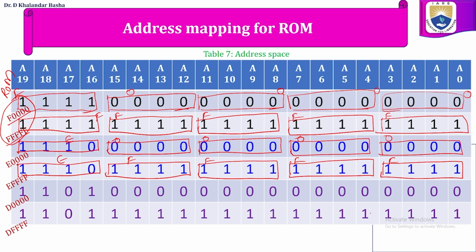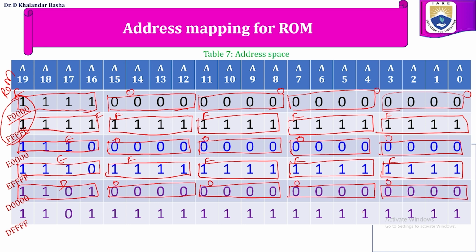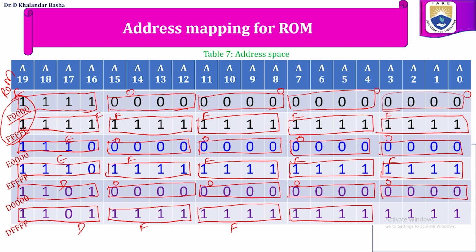So for RAM blocks 1 and 2 we can have E0000H to EFFFFH. Whereas for blocks 3 and 4, the address space is given as 1101, which is equivalent to D. Next 0000 corresponding to 0 for each digit. So the starting address is D0000H, and the higher order address is 1101, equivalent to D, then 1111 corresponding to hexadecimal F for each digit.